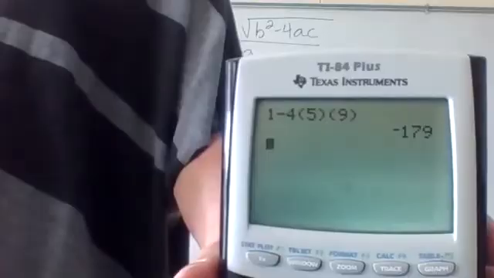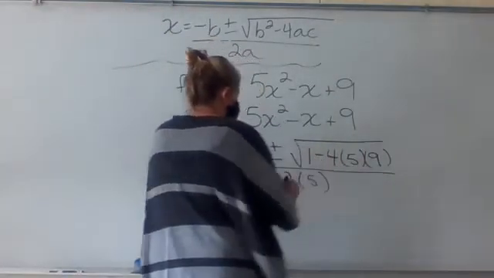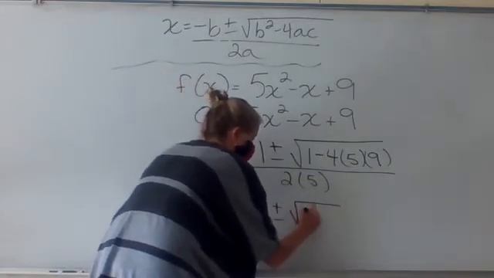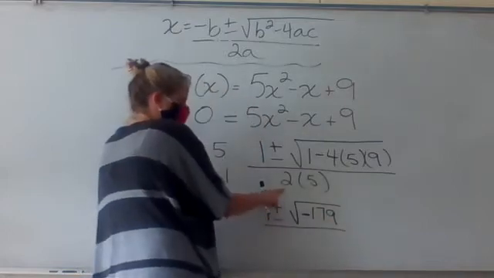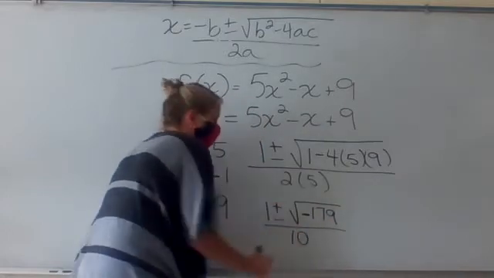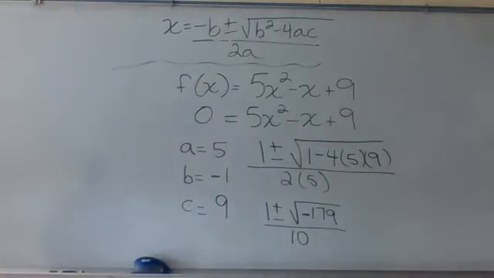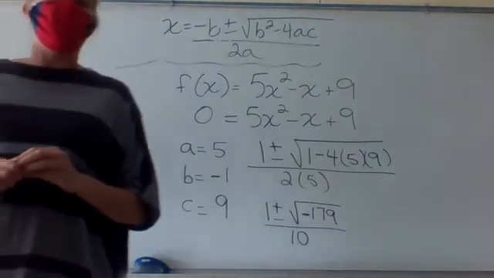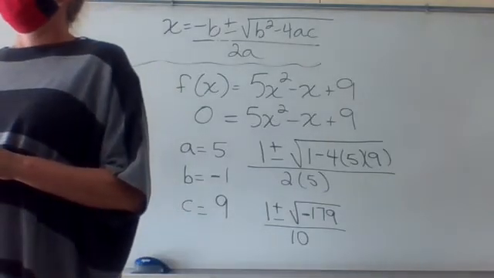Negative 179. That's what's a little bit different. What's underneath here ends up negative. My denominator, 2 times 5 gives me 10. Now, if you took transitional, maybe this is fresh on your mind, but you can't leave a negative underneath a square root. This is what's called an imaginary number. It's actually not a number on the number line.